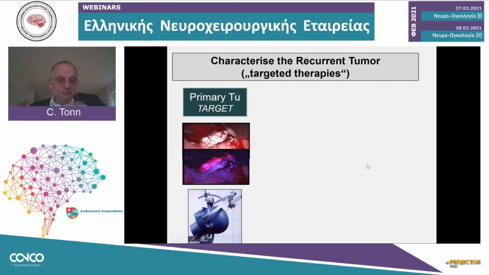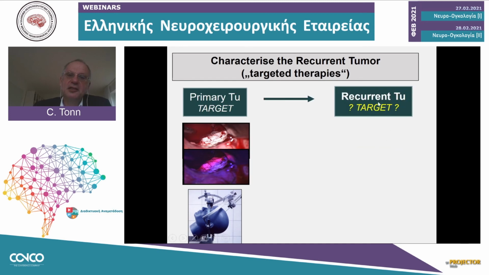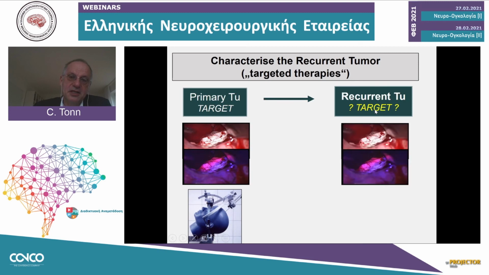So if you're talking about brain tumors in the newly diagnosed setting, we can either do the resection or the biopsy and then get the molecular markers. And as Stefan Grau already mentioned for the metastases, the same is true for the gliomas. Once you have a recurrent tumor, you cannot be sure that the molecular profile is completely the same. And this is especially important when you talk about targeted therapies. You have to answer the question, is the target still there? And to answer this question, you have to do another surgery or another biopsy.